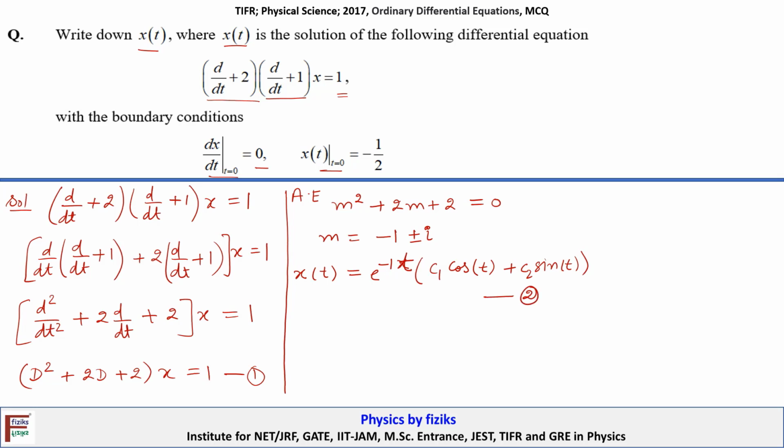Now substituting the initial boundary conditions: dx/dt at t = 0, and x(t) at t = 0 is -1/2. Substituting this second condition, x(0) = -1/2, we can write -1/2 = e to the power -t at t = 0, so this is 1, and c1 cos t becomes c1, plus c2 sin t, where sin t becomes 0, therefore 0. From here we obtain that c1 = -1/2. This is equation number 3.